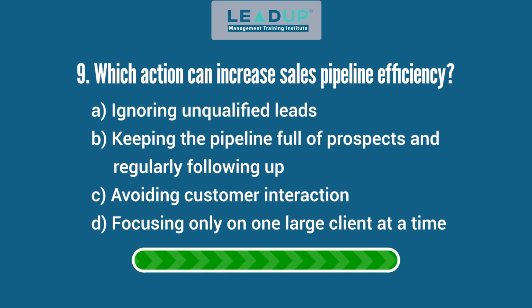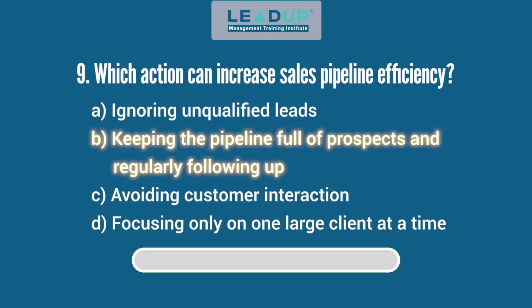Question 9. Which action can increase sales pipeline efficiency? A. Ignoring unqualified leads. B. Keeping the pipeline full of prospects and regularly following up. C. Avoiding customer interaction. And D. Focusing only on one large client at a time. Answer: keeping the pipeline full of prospects and regularly following up.